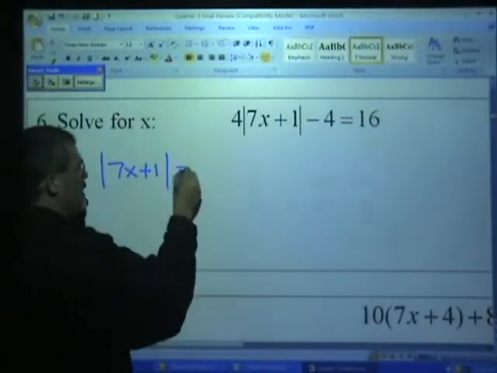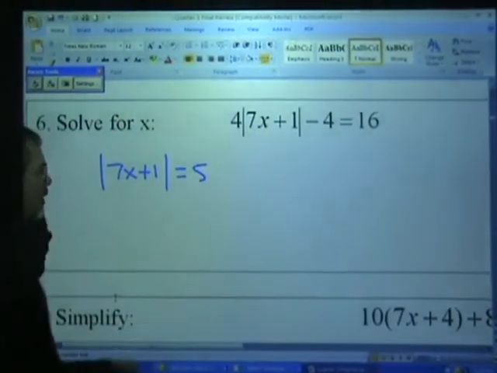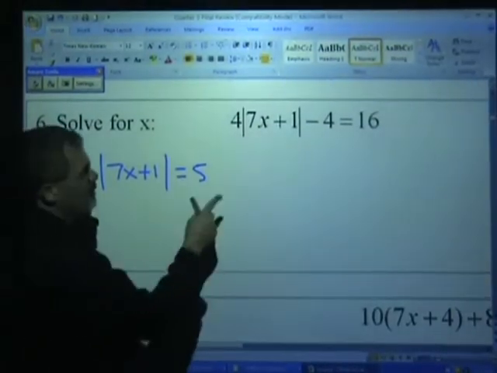The absolute value of 7x plus 1 equals 5. Okay? And we got there by adding 4 and then dividing by 4. And then this is where we are. Let me know if this is wrong. I don't know. I'm pretty sure this is right. Add 4, divide by 4.